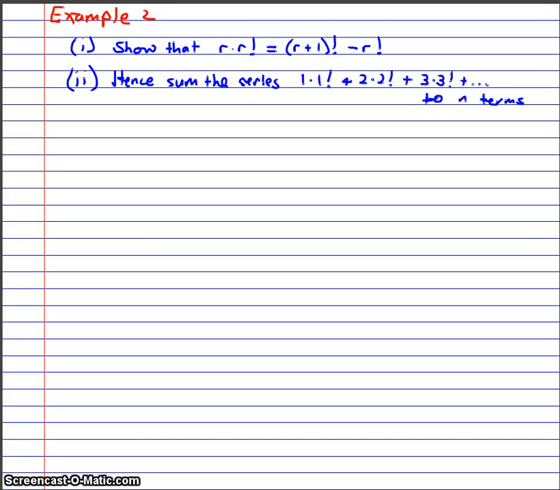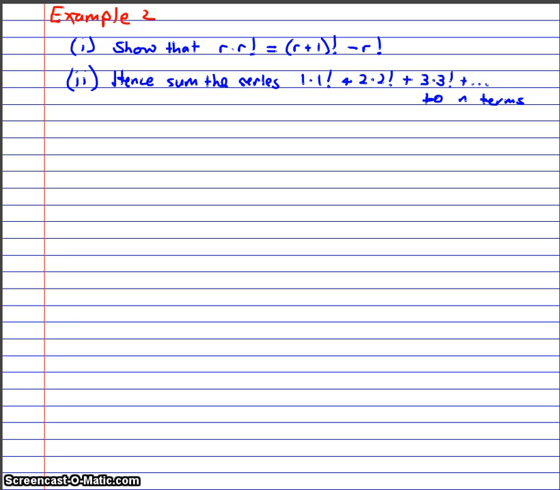Okay, so we've got this last example for this particular type, and it starts with having to show something, and then you'll notice in the second part it says "hence the sum of the series." It's a clue. If it has that two-part structure and the second part says hence, you know that the first part is critical. It has an essential part to being able to do the next. Now if for some reason you can't show that, you can at least use the result that's there for answering the next part of the question.